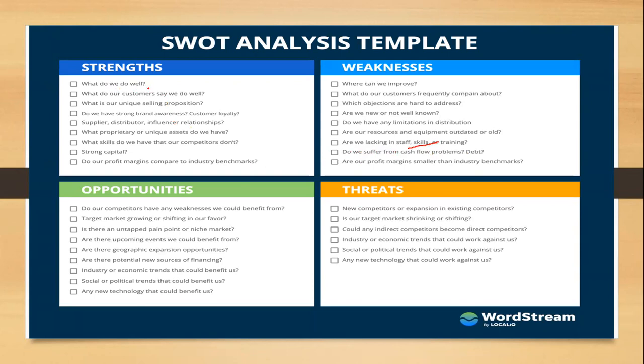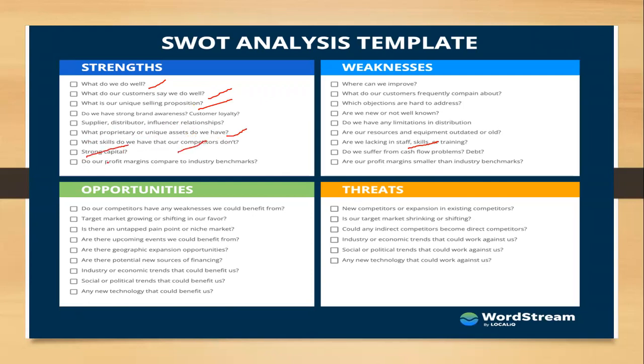So what do we do well? That means whatever we are doing, what do our customers say we do well? It's about customer feedback. What is our unique selling proposition? The way we are selling the product, promotional schemes and all that. These are the strengths. Do we have strong brand awareness and customer loyalty? Again, it's a very important point. Supplier and distributor relationships, what unique assets we have, and what skills we have from our employees' point of view.